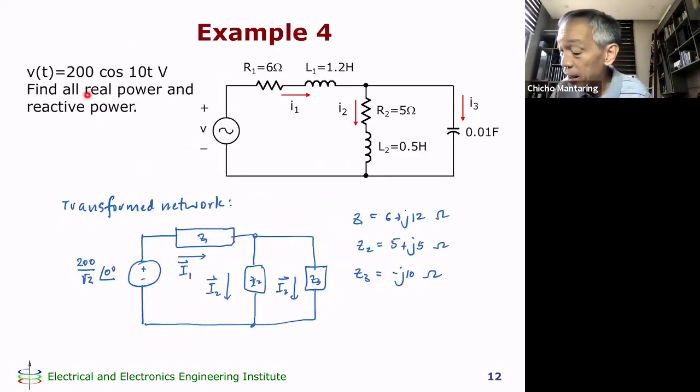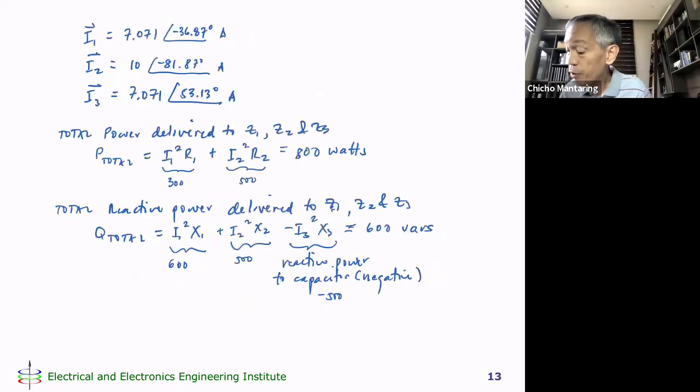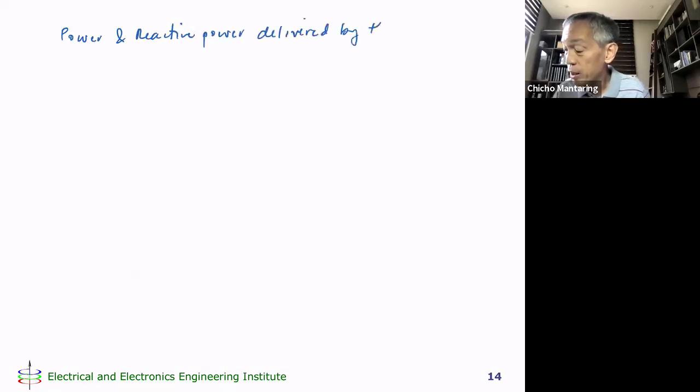Well, that's the power and reactive power delivered to the network, you know. Let's try to get the power and reactive power delivered by the source.